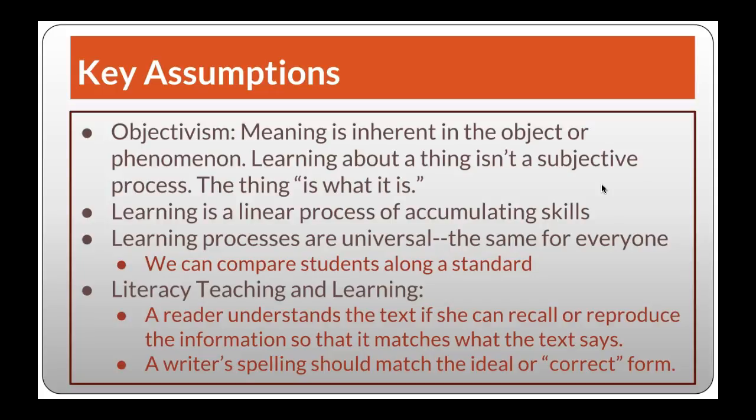With regard to teaching and learning, the key assumptions of correspondence theories are that a reader understands the text if she can recall or reproduce the information in the text so that it matches exactly what the text says, okay? With regard to spelling, a writer's spelling should match the text or the ideal or correct form. It should correspond to it, okay? So let's go into the three theories really briefly, and we're going to do this with some fun graphics, okay? So behaviorism, information processing, and stage theories.